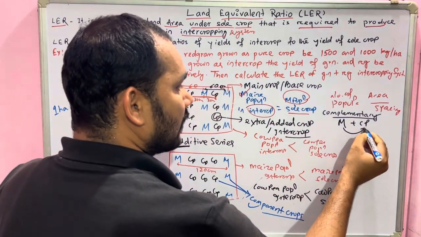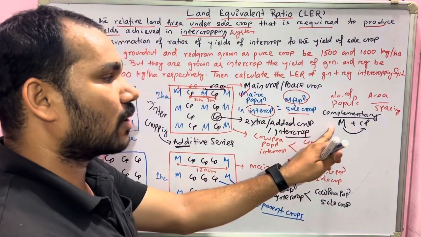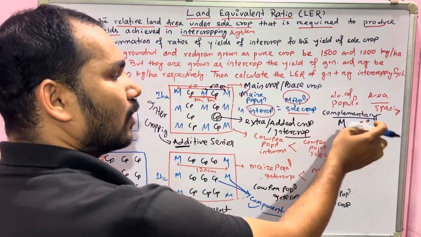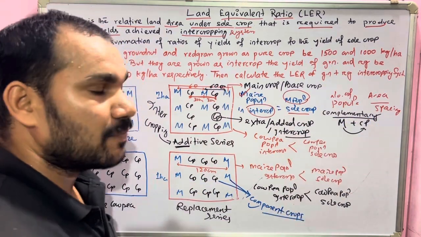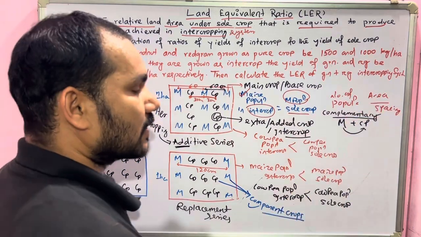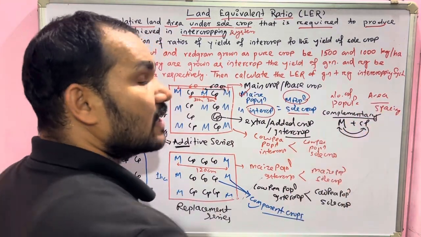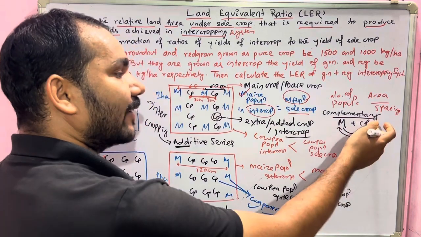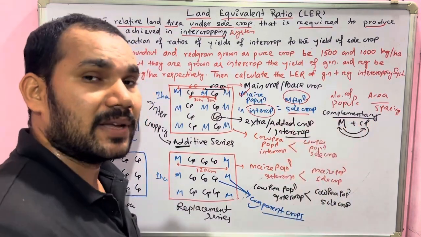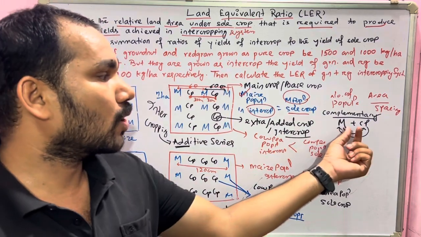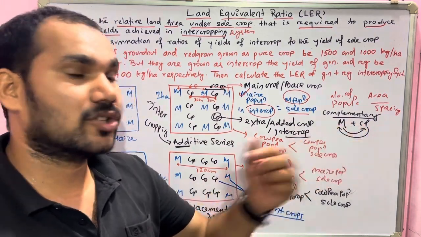Maize will help cowpea because the maize will provide the requirement of a suitable microclimate to the cowpea. Hence, the cowpea productivity will increase. And as you know, cowpea will fix nitrogen because it is a leguminous crop. It will fix nitrogen and it will help the maize. That means there will be complementary interaction between the two components of the intercropping system.